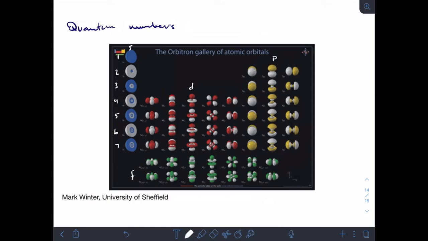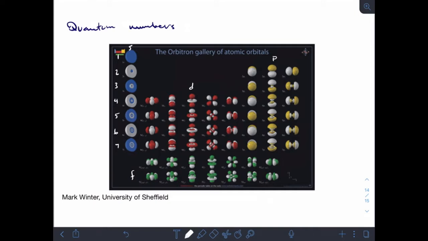All right, here we go with the last video for the chapter, and we're going to talk about quantum numbers. What I have here is an image from the internet from Mark Winter, who is a professor of chemistry at the University of Sheffield. I want to make sure that I give credit where credit's due because this is a great image.